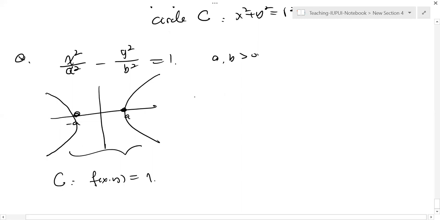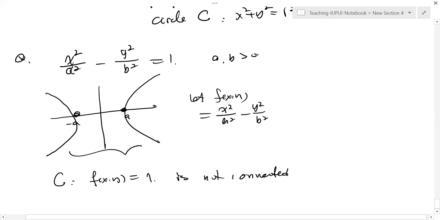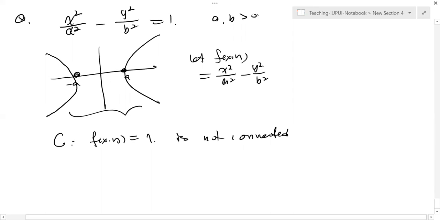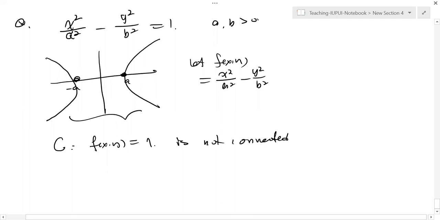Let me let f of x, y be x squared over a squared minus y squared over b squared. And this is not connected. So it's not always the case that the level curve is connected. The level curve is not necessarily connected. It is not connected, but it consists of two regular curves.